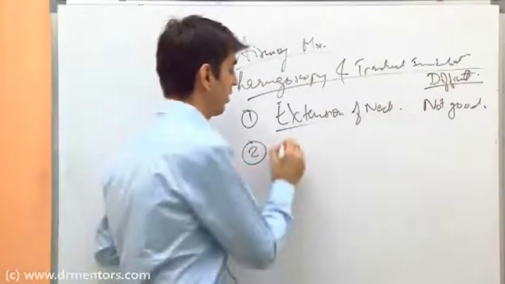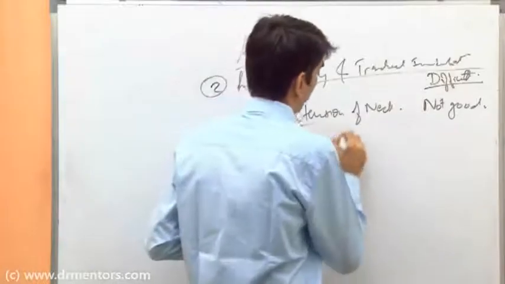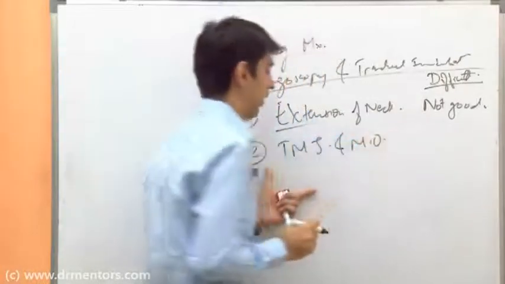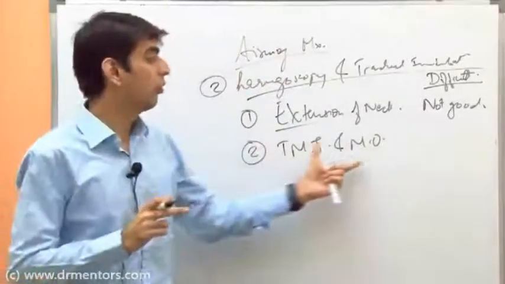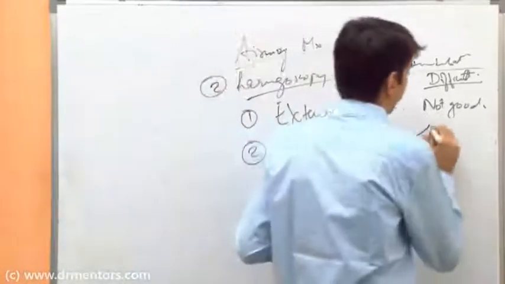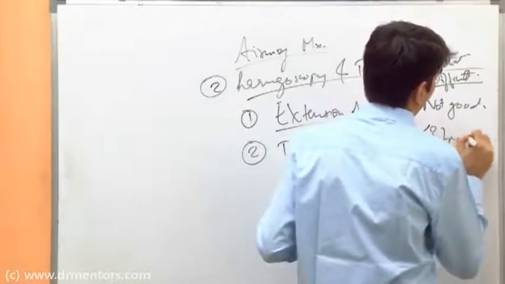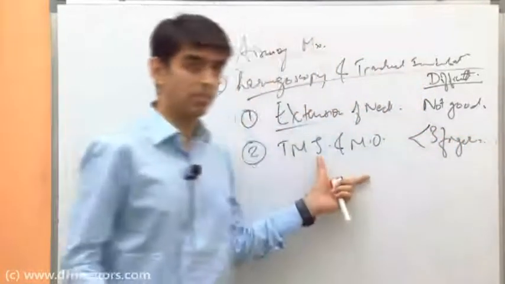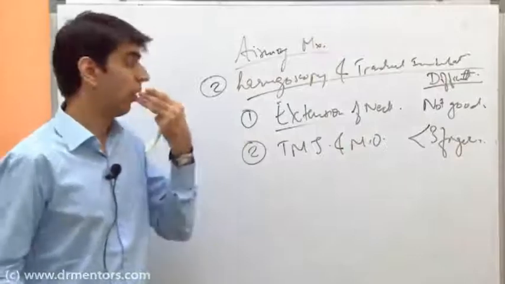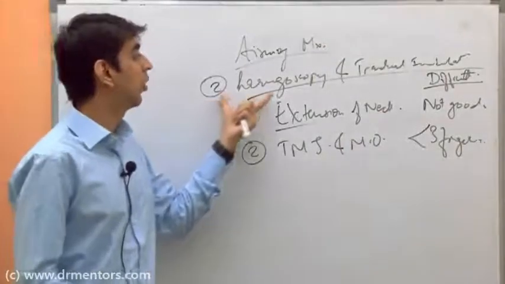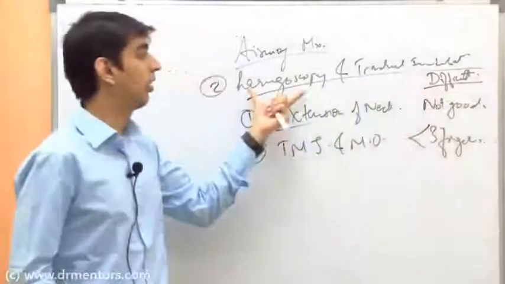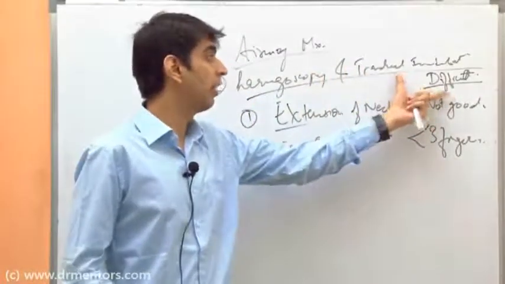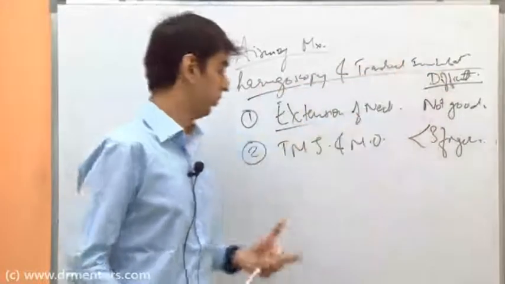The second one is the temporomandibular joint and mouth opening. The extension at the temporomandibular joint, or mouth opening of less than 3 fingers. An inter-incisor distance of less than 3 fingers is going to be a predictor of difficult intubation, for a difficult airway for laryngoscopy and tracheal intubation.